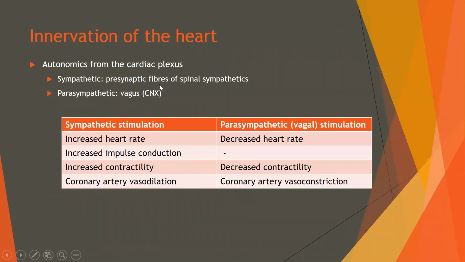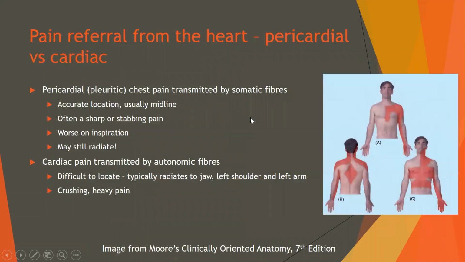Innervation of the heart: your sympathetics are from your sympathetic trunk and your sympathetic ganglion, and your parasympathetics come from the vagus nerve, which is cranial nerve 10. This is mostly physiology, so they can go through that with you.